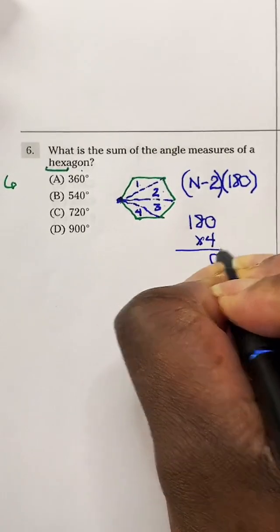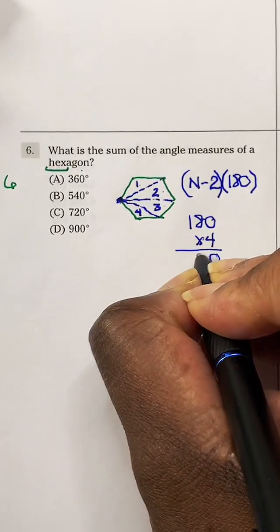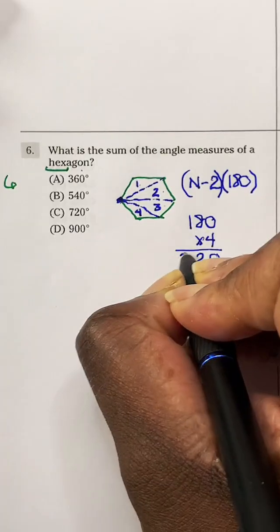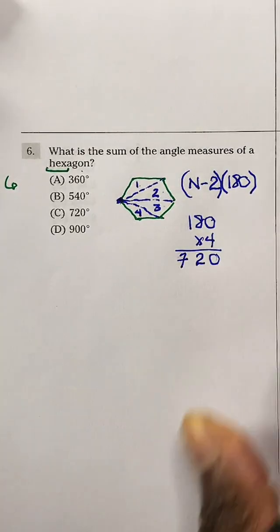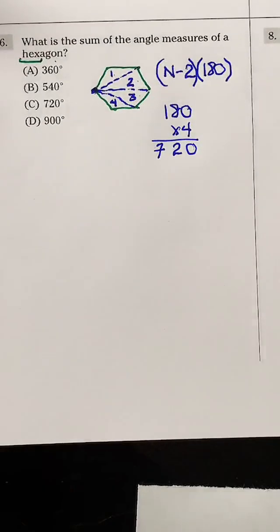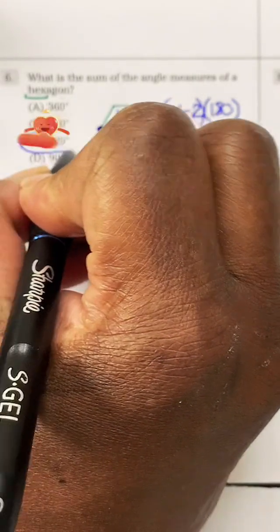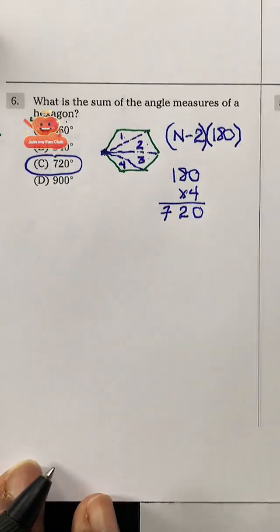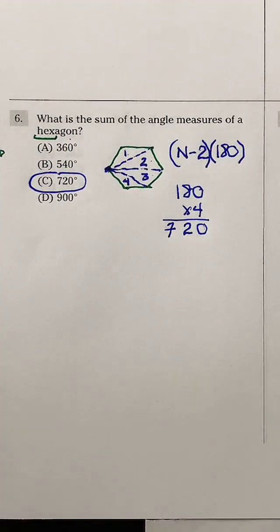4 and 0 gives me 0. 4 and 8 gives me 32. Carry the 3. 4 and 1 gives me 4, plus 3 gives me 7. So your answer is going to be C, which is 720.